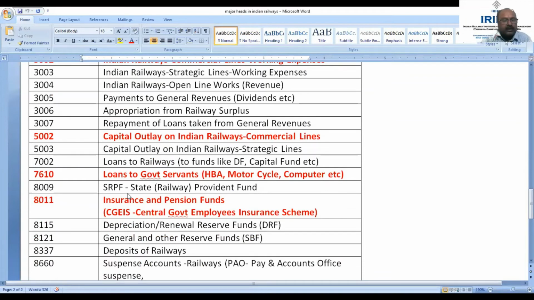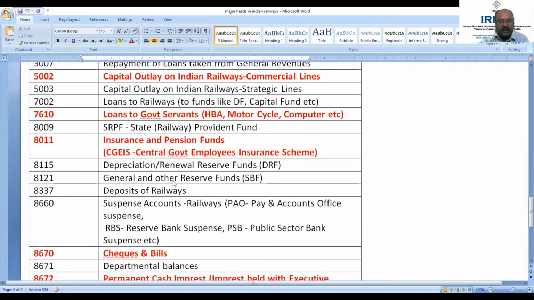So, if you check this type of sanctioning of HBA loan, it is the allocation 007610. Provident Fund is 8009, and the insurance fund, that is the Central Government Employees Group Insurance Scheme, is 8011. And this 8115 is the depreciation fund, general fund. This is PAO suspense operating in the headquarters, that is 8660.